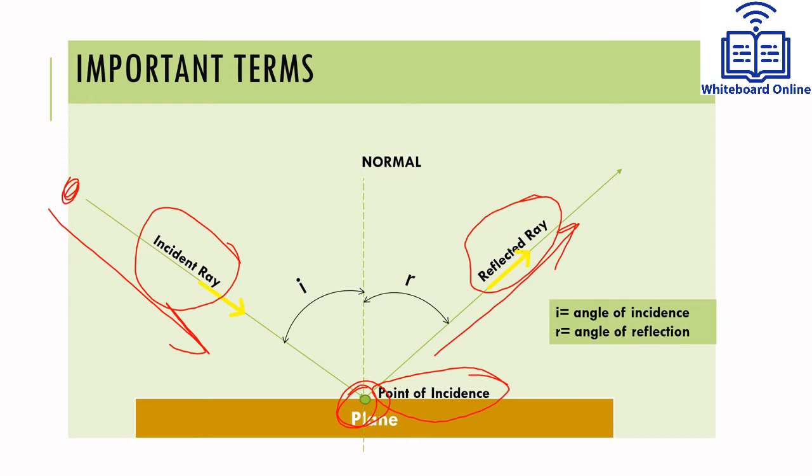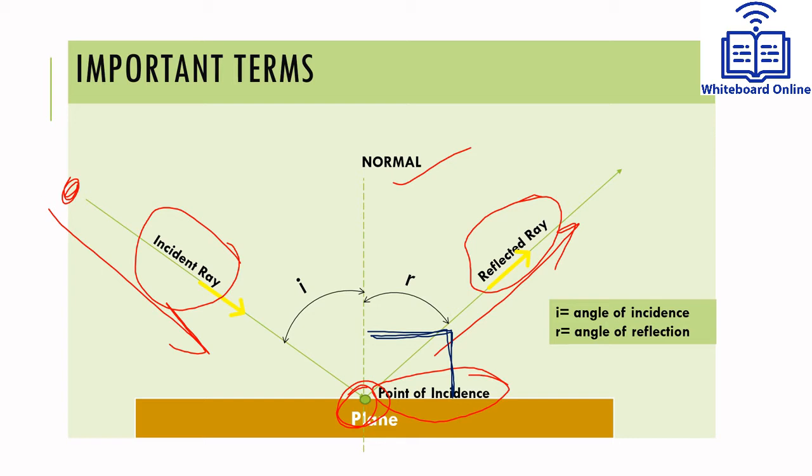Okay. Now there is one more term, that is normal. How can we define normal? Normal can be defined as a perpendicular line that is drawn perpendicular to the surface of reflection. This line is perpendicular to the surface of reflection and it is drawn at the point of incidence.